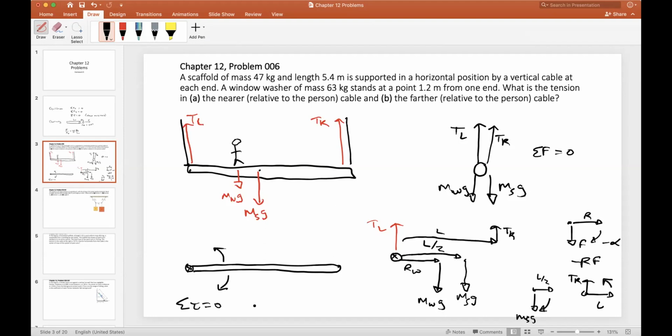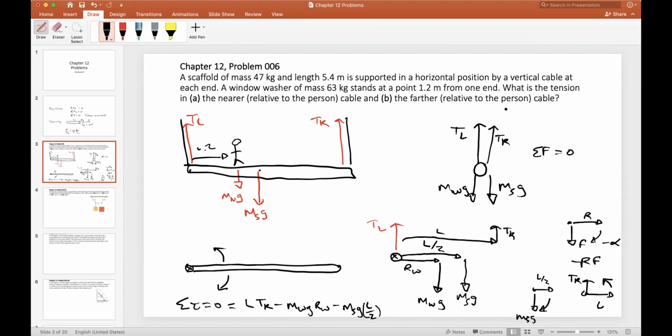And in this case, we would get L times tension to the right minus MWG times RW minus MSG times L to the half, or the distance. Now, RW here was given to me as 1.2 from the end. So he's 1.2 meters away. Once you solve this for T to the right, you know all this, you know the lengths, you know all these masses, you know all of these things. So you can solve this and get TR.